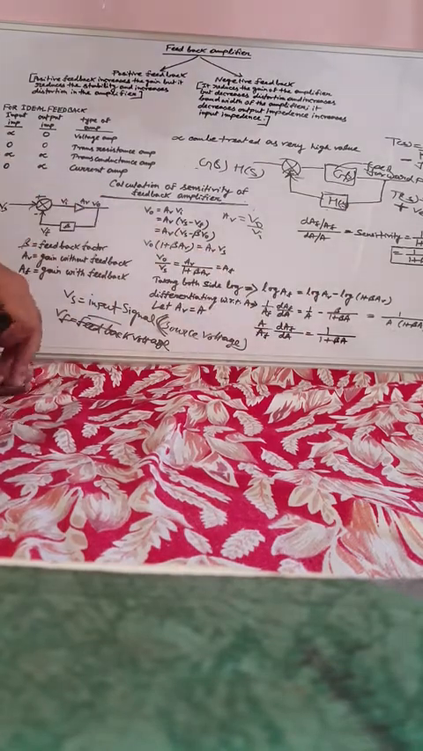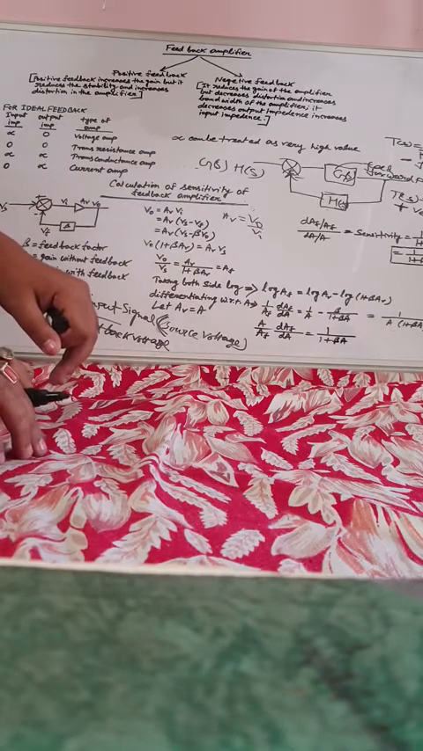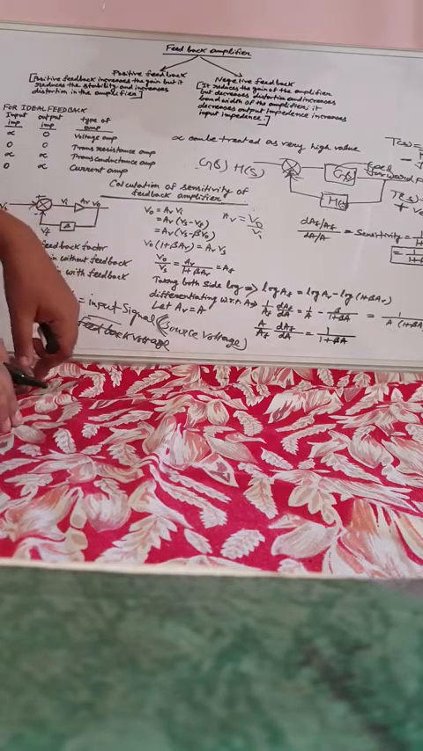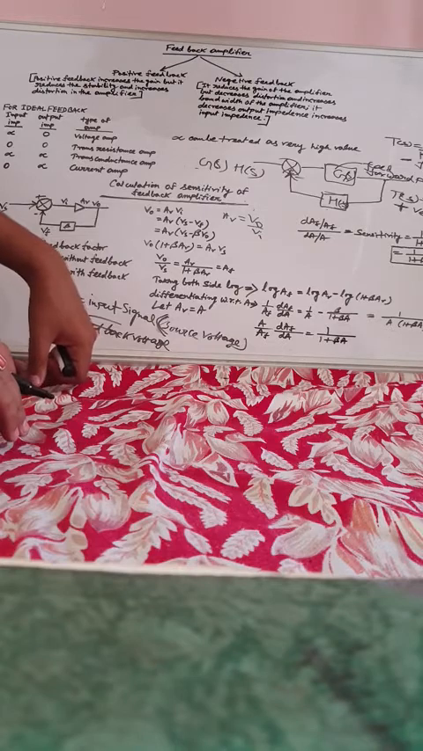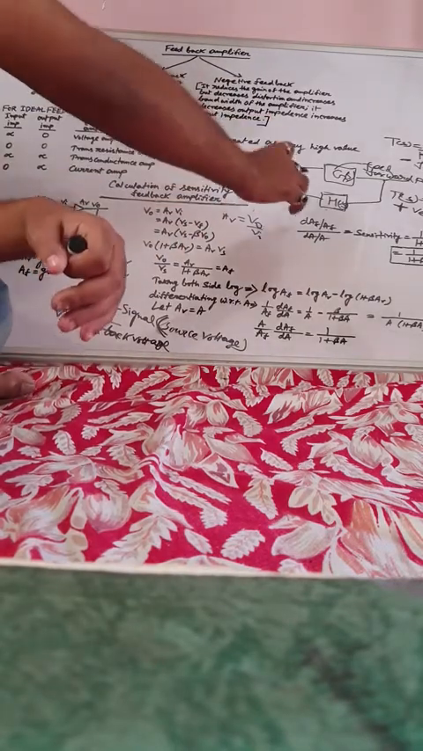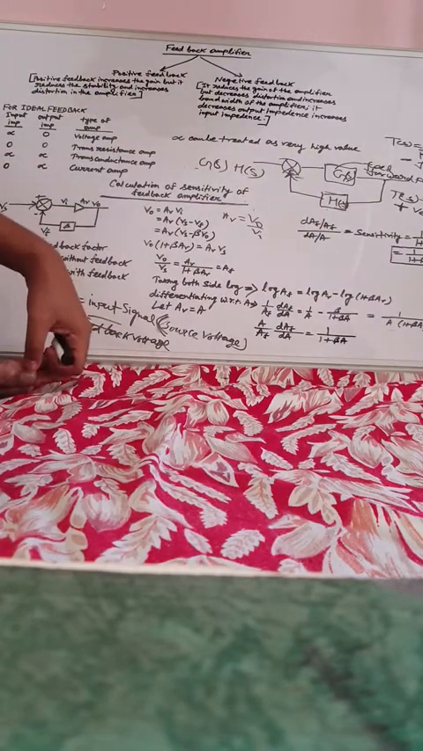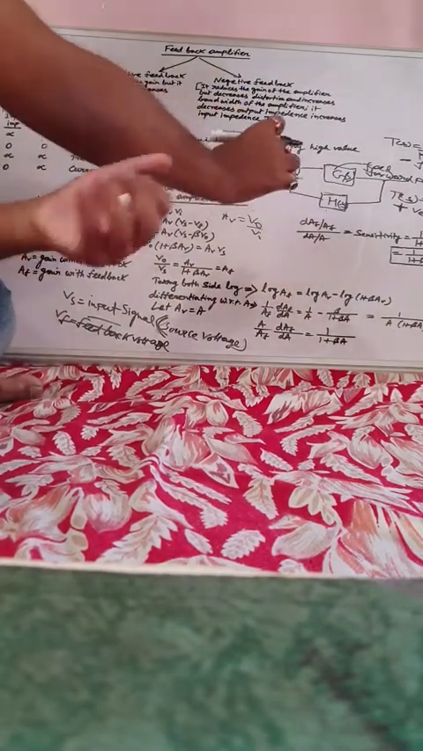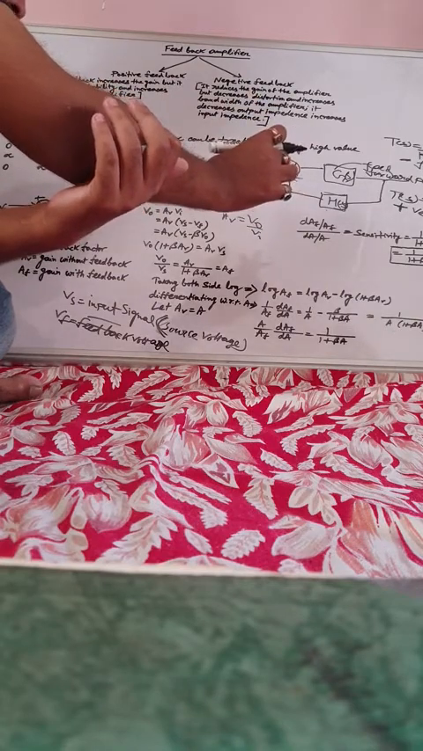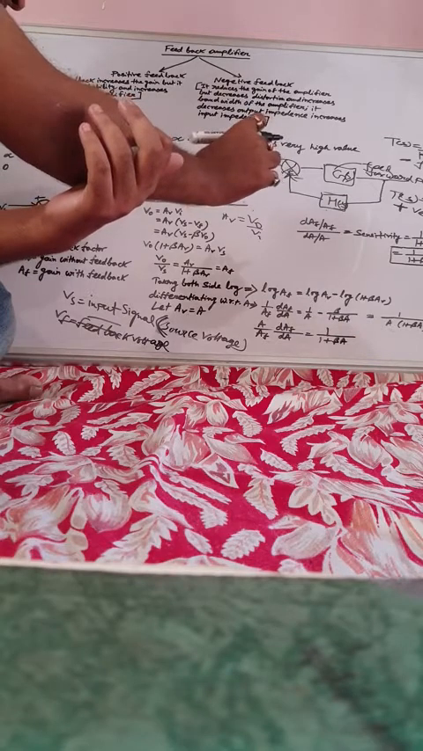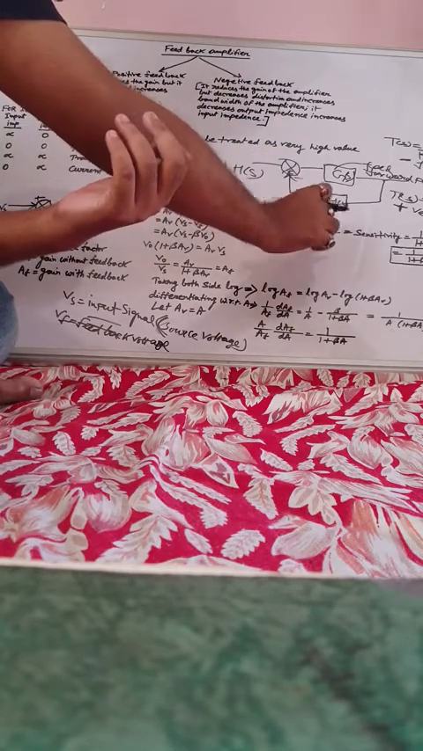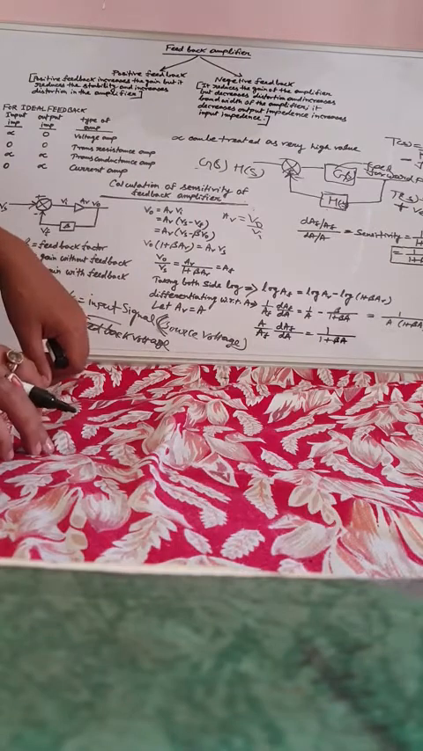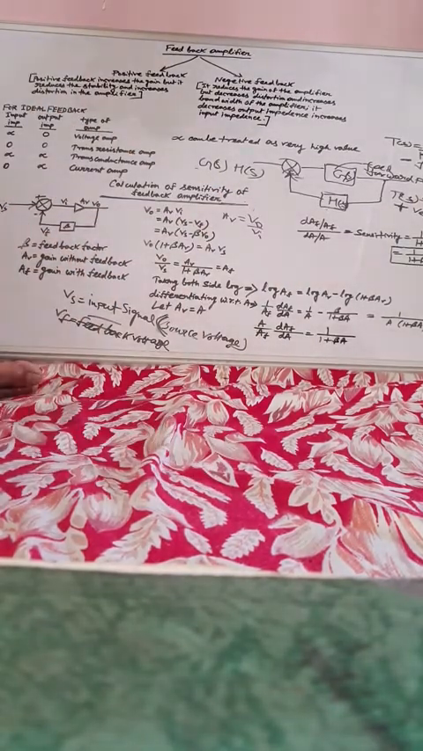So if you make the subtraction, it is 1 by A into 1 by 1 plus beta A. So del AF by AF divided by del A by A is equal to 1 by 1 plus beta A. Del AF by AF means changes in the gain with feedback. Del A by A means small changes in the gain without feedback.